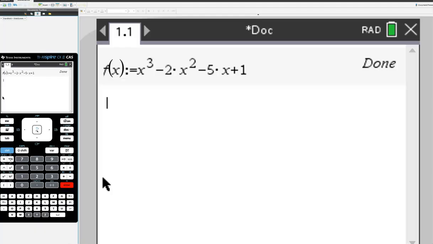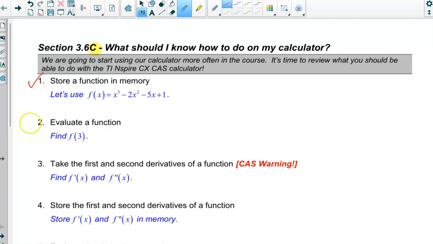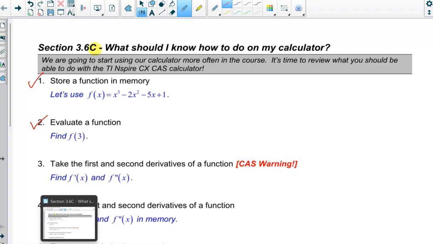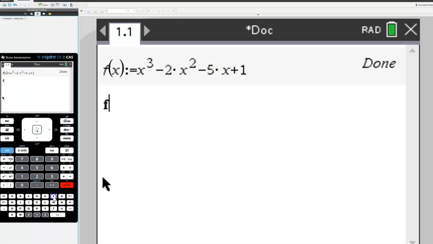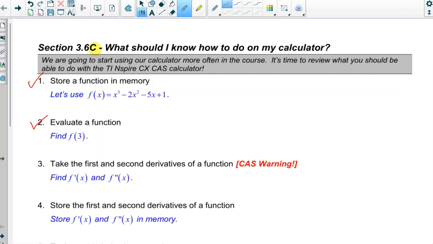Let's see what we have to do next. Evaluate a function. Find f of 3. Okay, so we're asked to find the output of the function when the input is 3. It's this simple, folks. Boom. It's -5. So there's a point (3, -5) on the graph of f. We are cooking with gas, people.